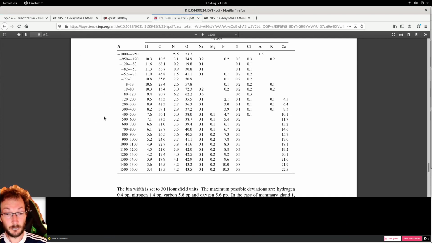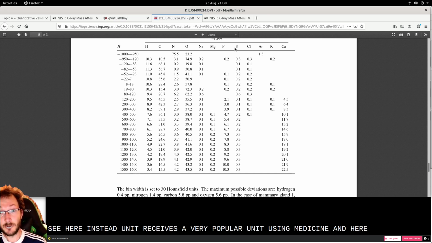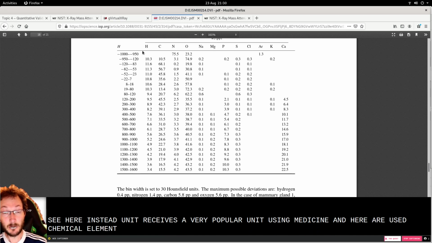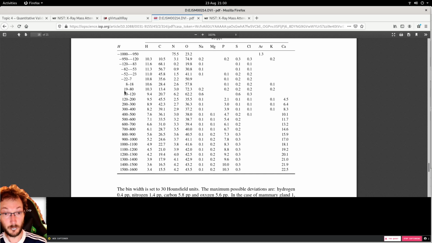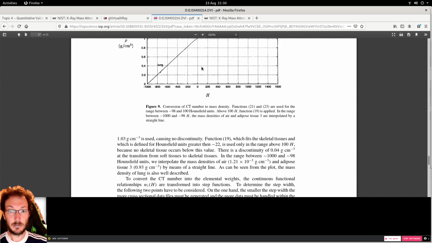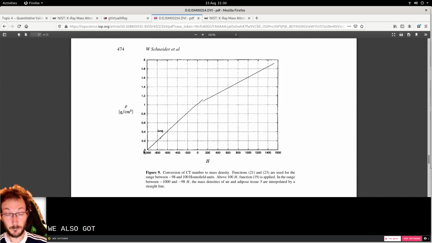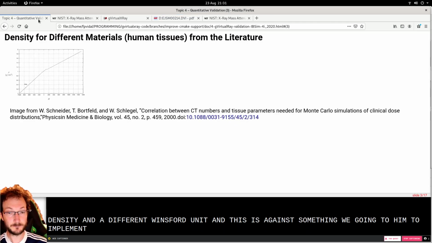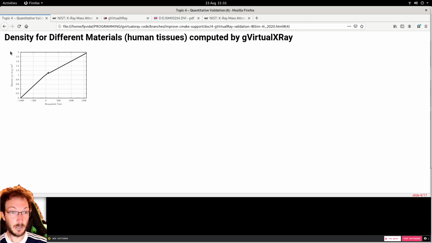So you can see here Hounsfield unit, which is a very popular unit used in medicine. And here various chemical elements and their weights for all the different Hounsfield units. And here we also got material density and the different Hounsfield unit. And this is again something we're going to implement. This is what we got. So as you can see, this is quite a good match.